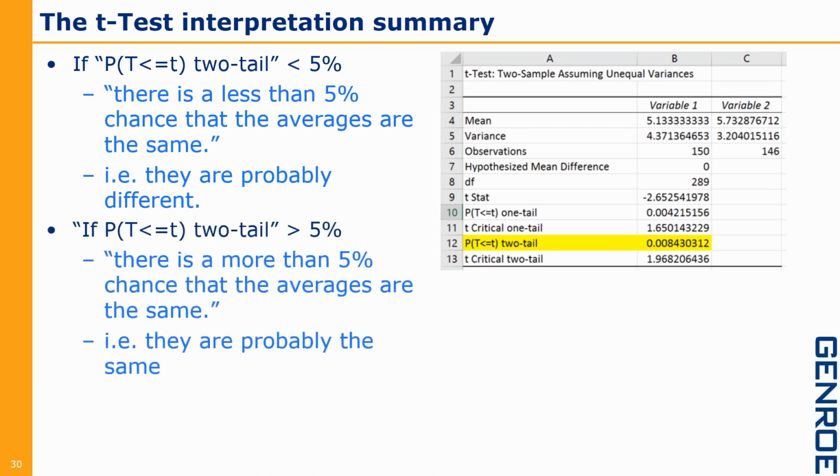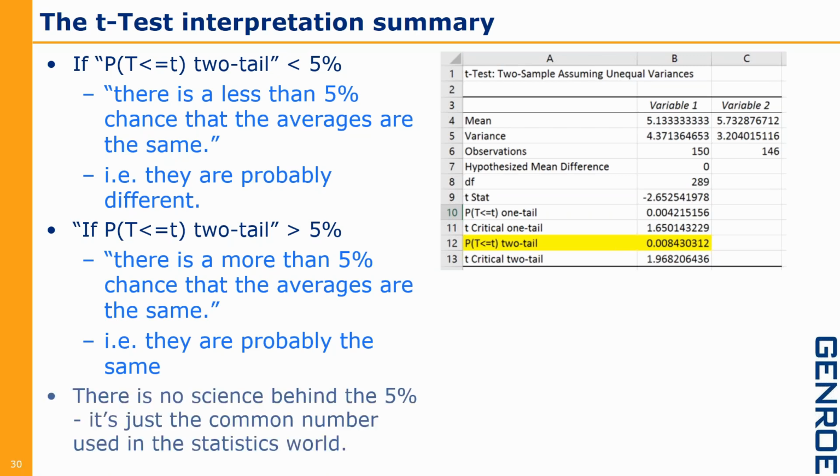If that number is greater than 5%, we're going to say they're probably the same. You know, there's more than a 5% chance that they're the same. So that's kind of the reverse of the 95% confidence that we often talk about in these sorts of things. So we're pretty comfortable that they're the same number.